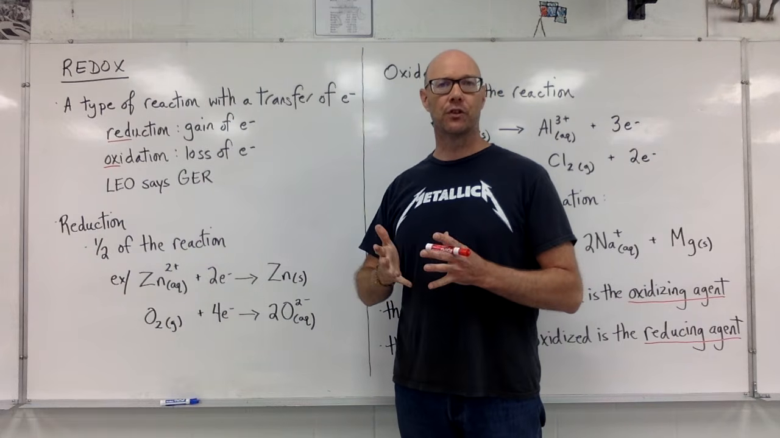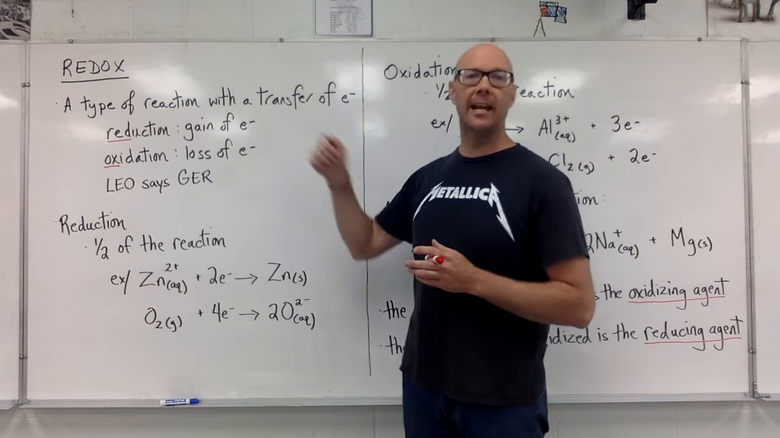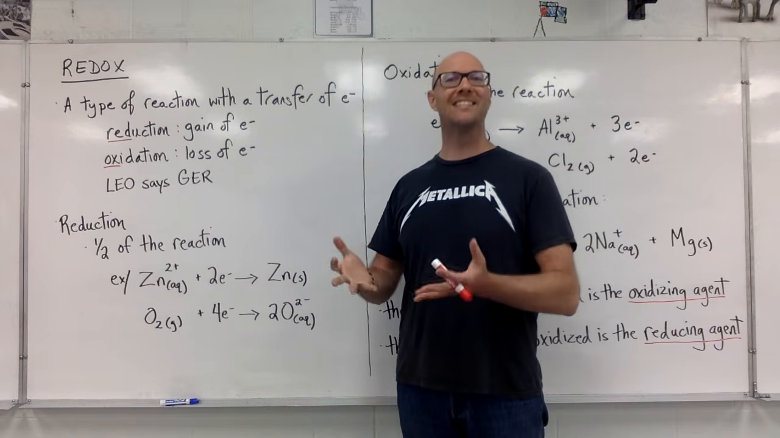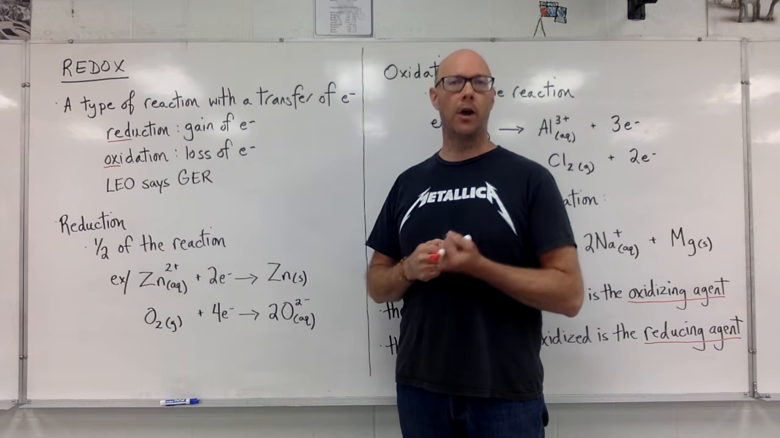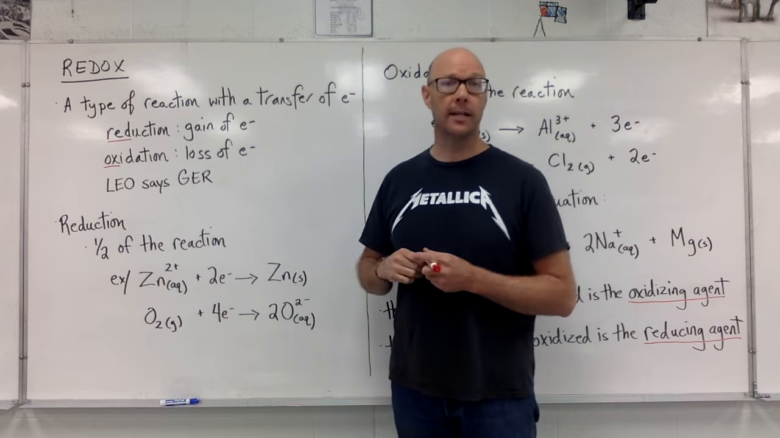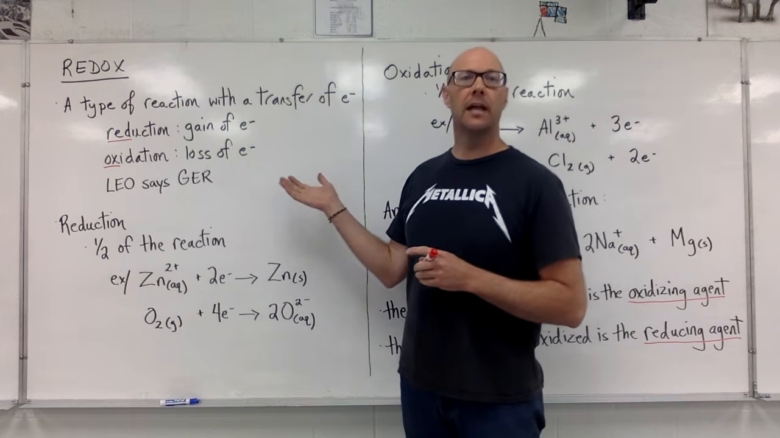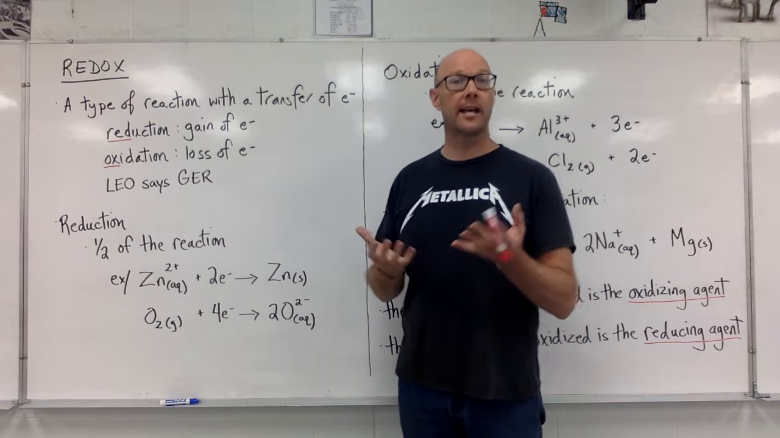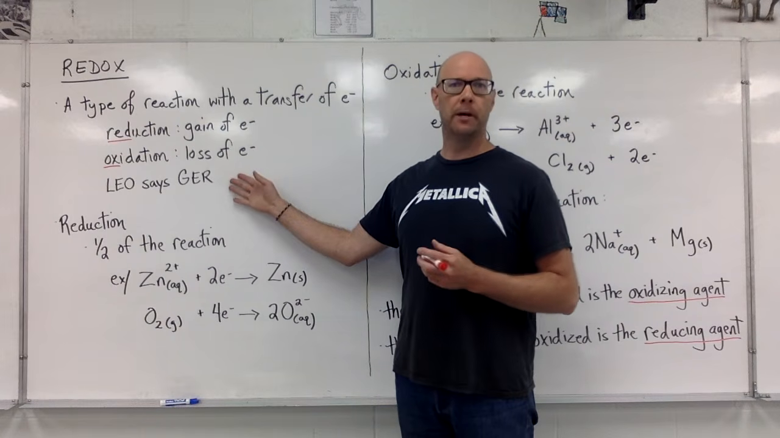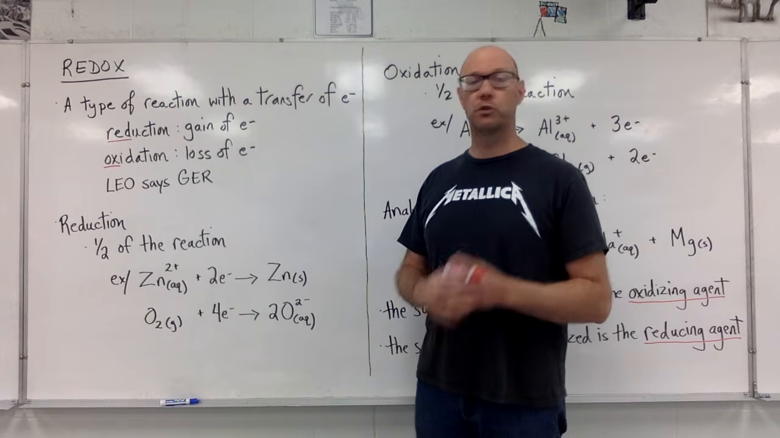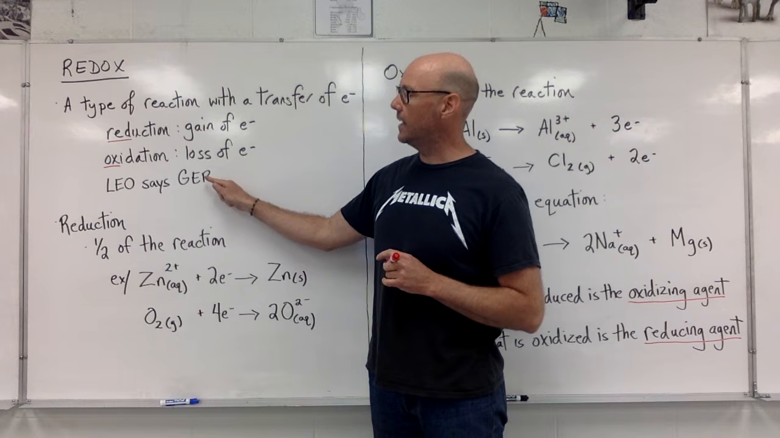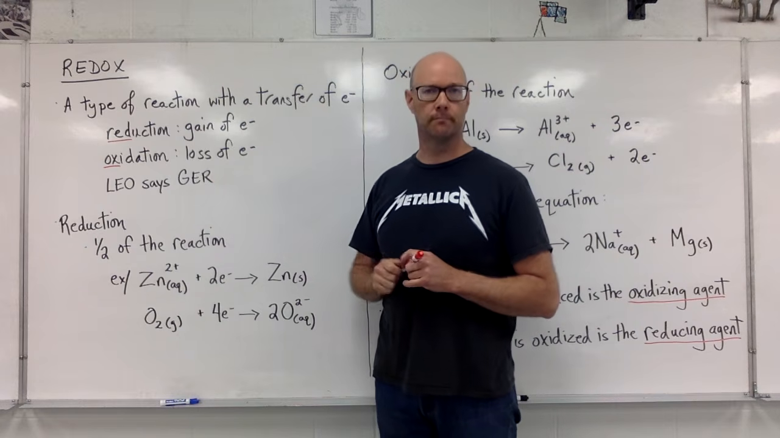Because this is a transfer of electrons, there's a gain and a loss. For reduction, it's a little bit strange. Reduction is a gain of electrons, and oxidation is a loss of electrons. We have this pretty standard mnemonic to help us remember. We say that Leo says ger. Leo, that's like a name for a lion, and lions growl. This is not how we would spell ger, but G-E-R. So this is a mnemonic to help us remember that loss of electrons is oxidation, and gain of electrons is reduction. Leo says ger.